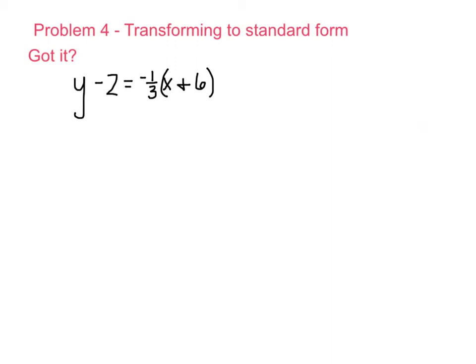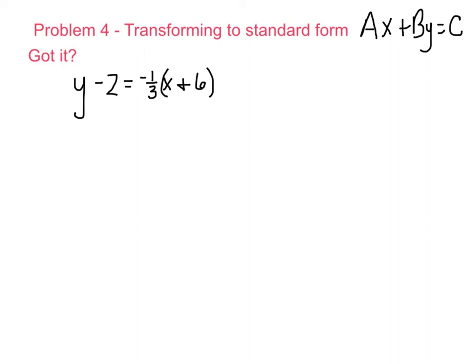In problem 4 on page 206, you are now going to be transforming things into standard form. Once again, please remember standard form is ax plus by equals c. That means I have to get rid of all fractions, and I have to have ax plus by on one side and your constant on the other.